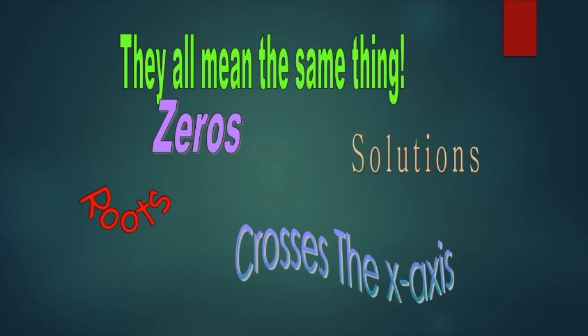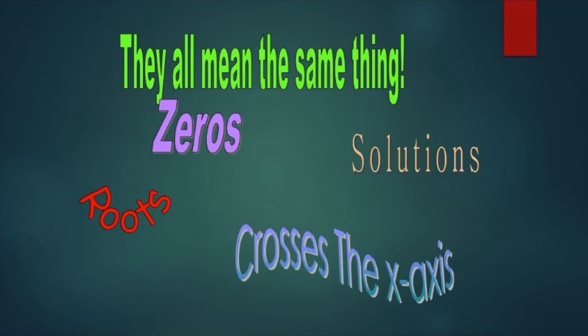If you would like to write those down somewhere, it's totally optional. I'm not making you take any notes. But if they're asking you to find where it crosses the x-axis, they're also asking you to find the zeros, because that's when you set it equal to 0. You're also finding the roots. You're also finding the solutions. All four of those phrases are synonyms. They mean the same thing in the math world.